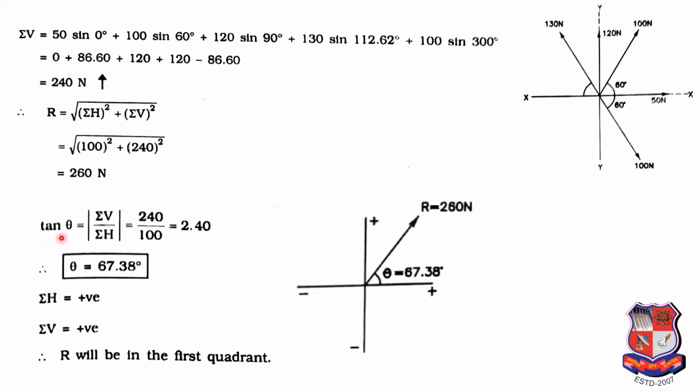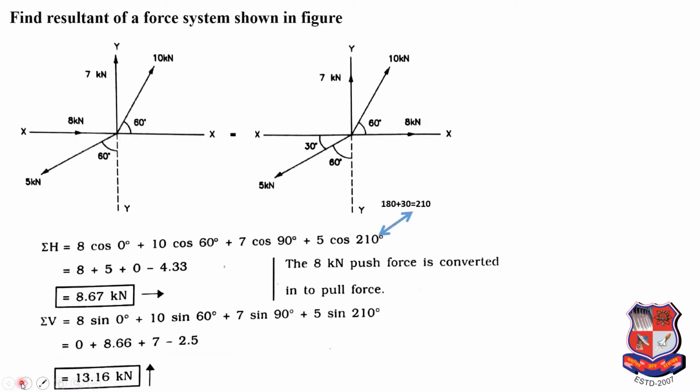And here tan theta will be mod sigma V upon sigma H. So 240 upon 100, that will be 2.40, simple. So theta will be tan inverse 2.40, so theta is equal to 67.38. Sigma H is positive, sigma V positive, therefore R will be in the first quadrant, that we already discussed.